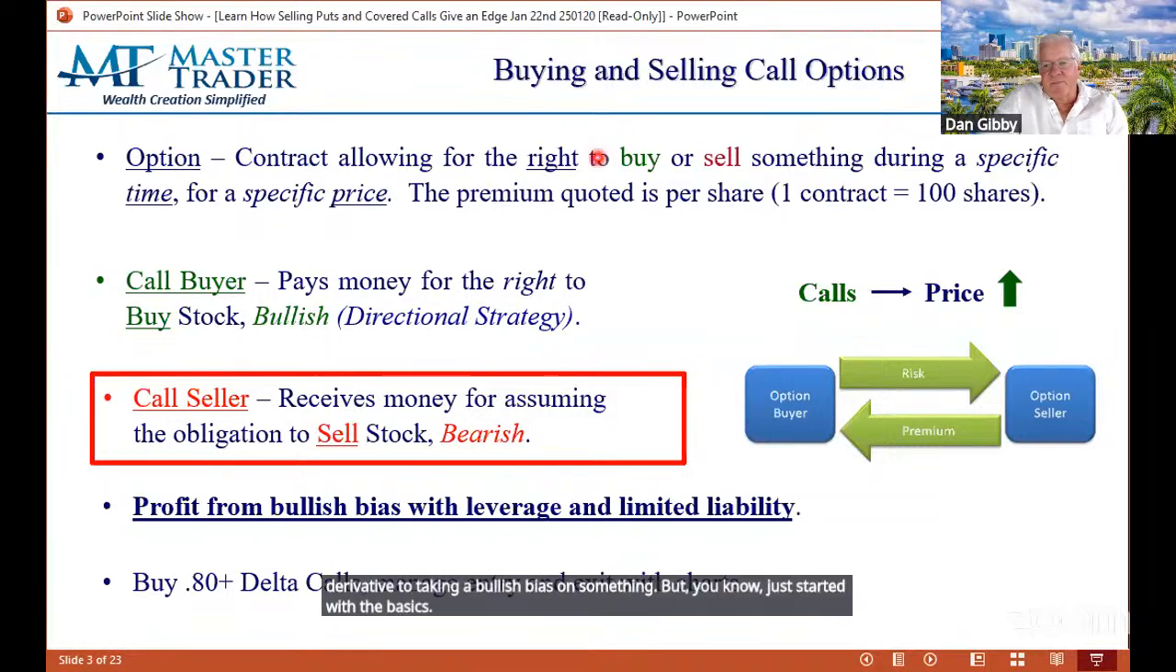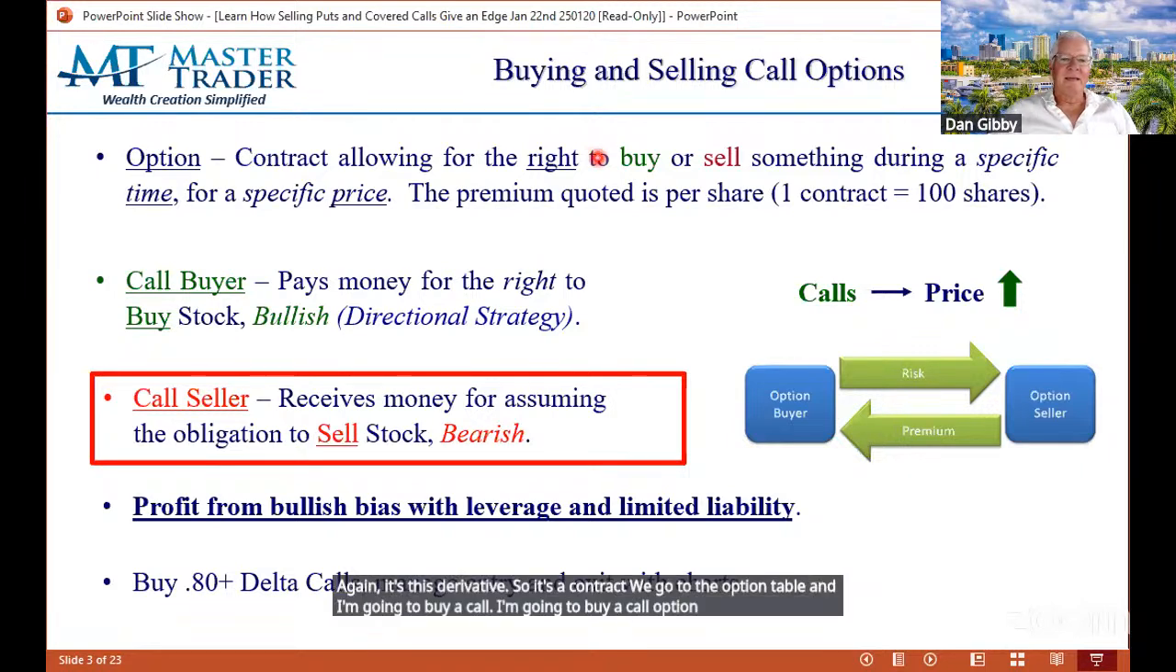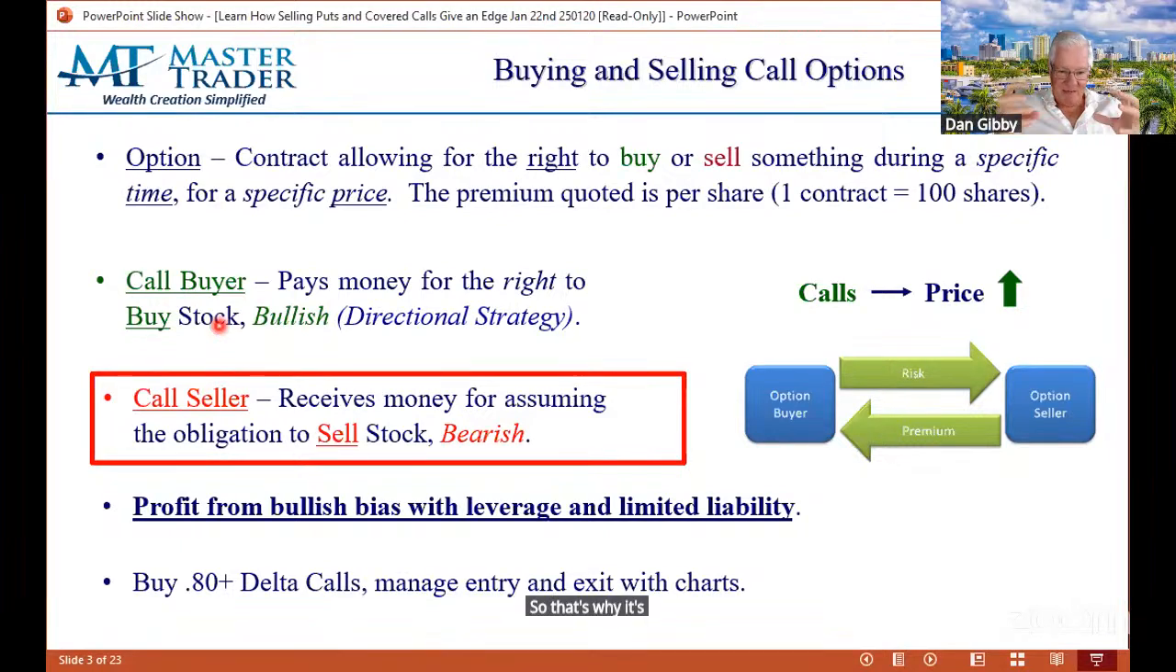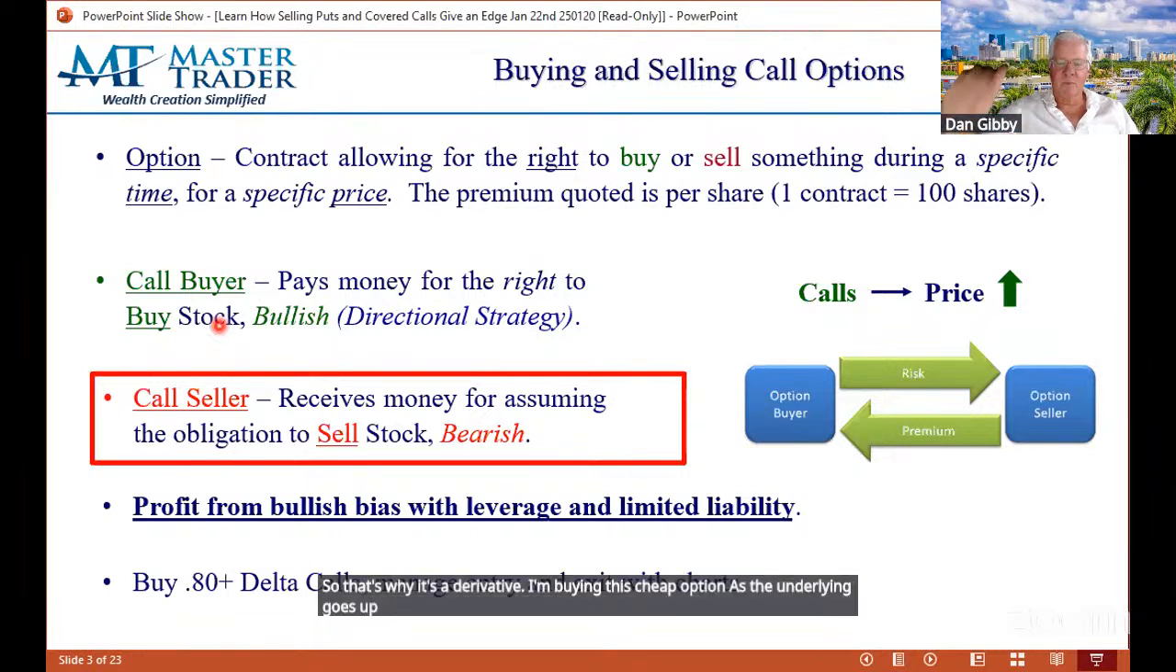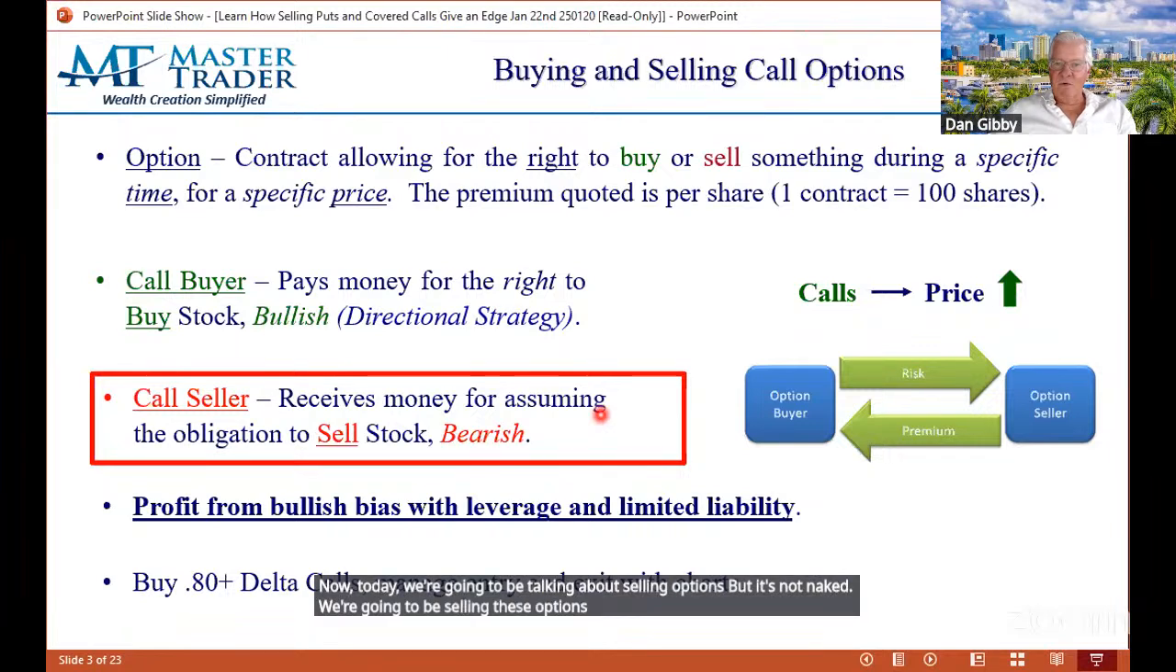What's an option? Again, it's this derivative. So it's a contract. We go to the option table and I'm going to buy a call option. I'm paying money and it's giving me the right to buy the underlying. So that's why it's a derivative. I'm buying this cheap option. As the underlying goes up, the call option is going to go up. Now, today, we're going to be talking about selling options, but it's not naked. We're going to be selling these options around buying the stock, and that's what's called a covered call.